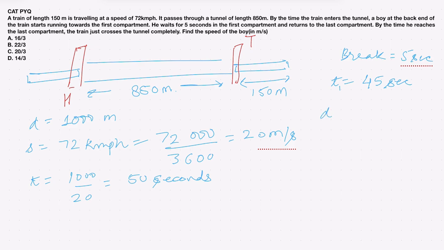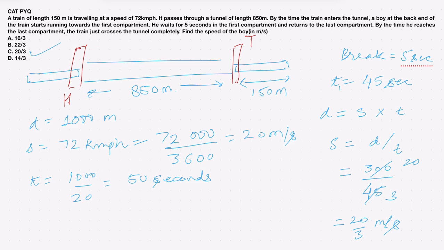Total distance to be covered will become speed into time, but we actually need to calculate the speed, which becomes equal to distance divided by time. We know the distance because the train is 150 meters. He starts from the end, reaches the first compartment, and then goes back to the last, which means 150 into 2 is equal to 300 meters, and the total time taken by him to do that is 45 seconds because he was idle for 5 seconds. This is going to give us the speed of the boy, which is equal to 20 by 3 meters per second, and this is our option number C.